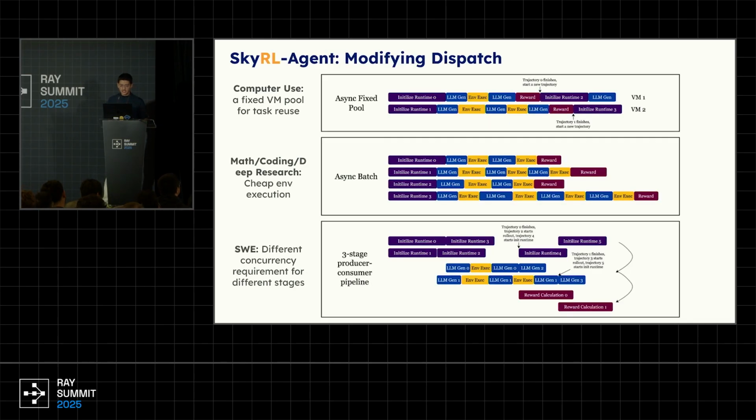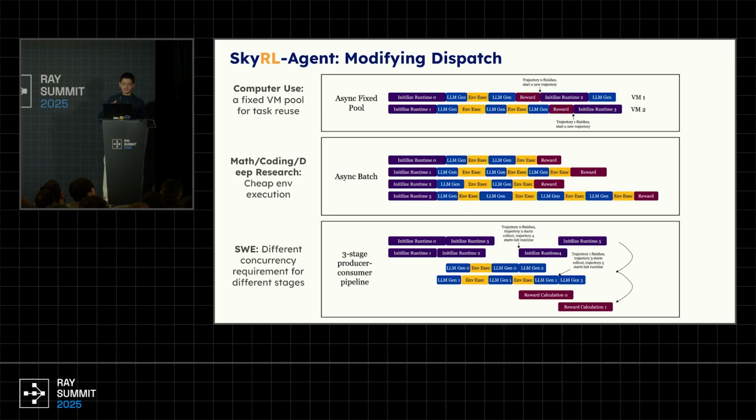Okay, so now I want to talk a bit about modifying dispatch. Dispatch is about scheduling and concurrently executing a large batch of trajectories. And the optimal strategy can change depending on the task. For computer use, you're executing each LLM action in a VM instance, and you can also reuse this VM instance. So one example is this async fixed pool strategy that's shown here that's doing just that. For simple tasks like math, coding, deep research, execution is cheap. You can just parallelize all trajectories concurrently.